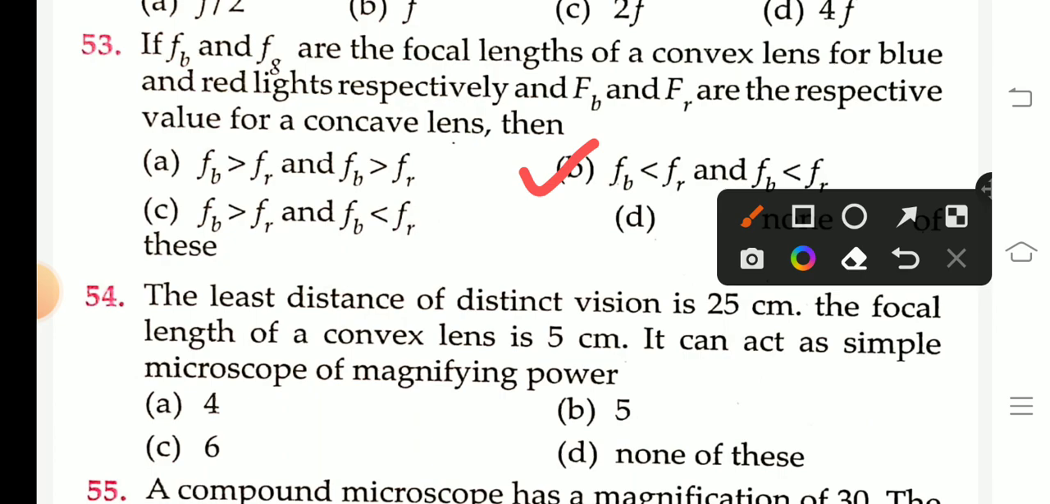Next, the least distance of distinct vision is 25 centimeter. The focal length of a convex lens is 5 centimeter. It can act as a simple microscope of magnifying power... right answer will be option C, 6.